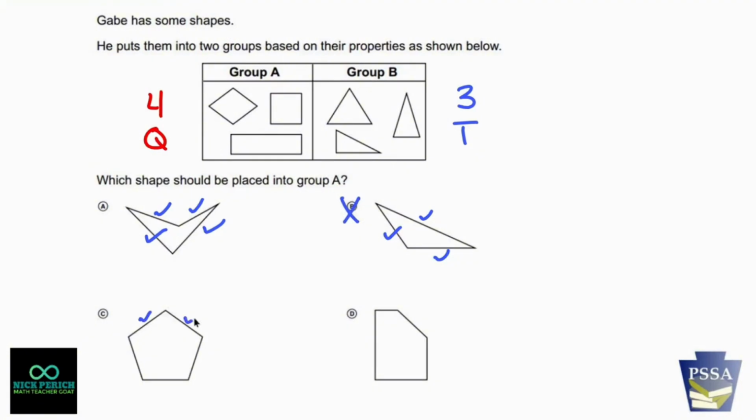C has 1, 2, 3, 4, 5 sides, so you're a pentagon, so you wouldn't go into either group. And D has 1, 2, 3, 4, 5 sides, so you're also a pentagon, so you wouldn't go into either group. So the only one that makes sense here is A. A goes into A because that is a four-sided figure.